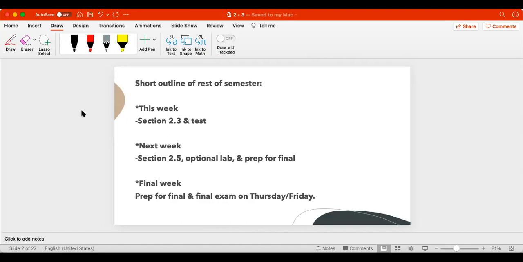do an optional lab. And why I call it optional is you don't have to turn it in if you don't want to. It'll be related to section 2.3, what we're doing today. And the lab will replace your lowest lab grade. So if you have a lab grade that's kind of low and it's bringing your lab average down, you can take this optional lab grade, and if you do well on it, replace that grade.